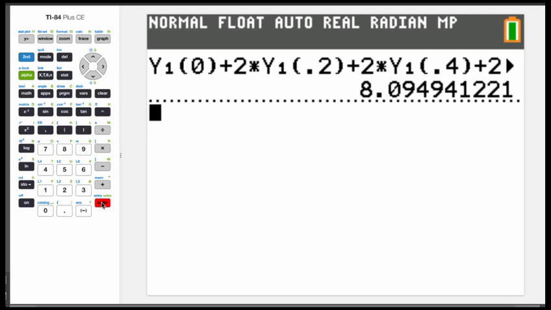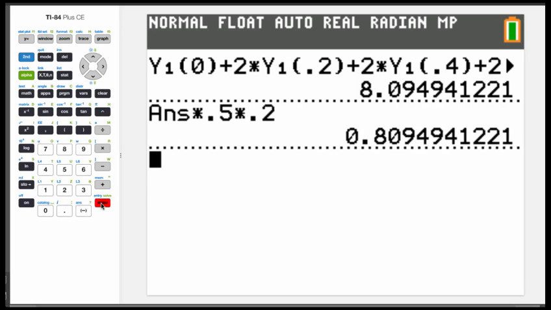Hopefully that's what you get for your answer. Now remember, we still had to multiply by 1/2 from the half that was included as part of the area formula for a trapezoid, and then also the 0.2, the 1/5, that was the height of each trapezoid individually. So in the end, for our answer, we have an approximation of 0.809 for the area under the curve.